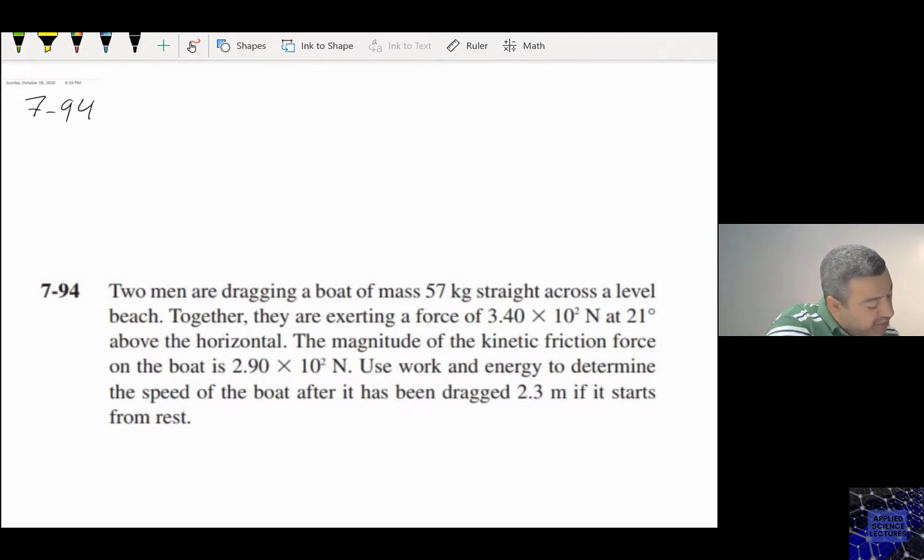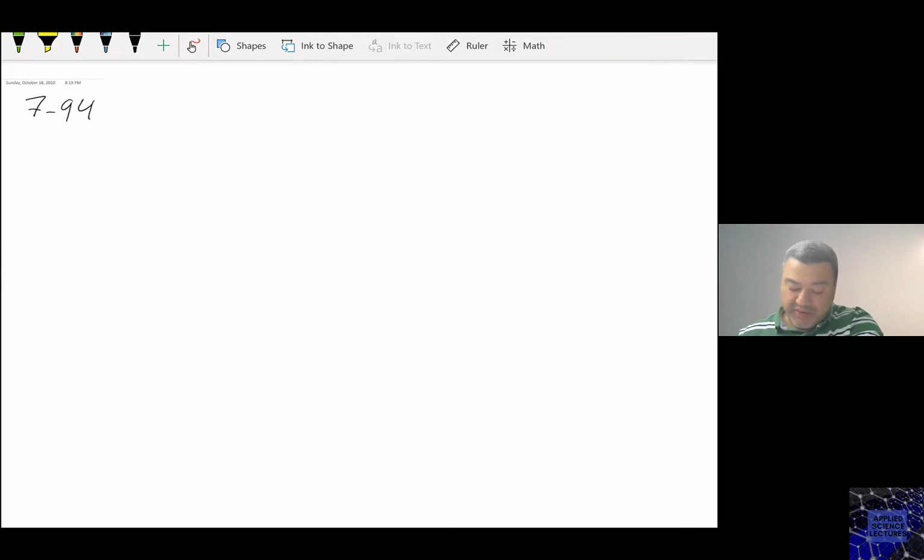Two men are dragging a boat of mass 57 kilograms straight across a level beach. Together they are exerting a force of 3.4 times 10 to the power 2 Newton at 21 degrees above the horizontal. The magnitude of the kinetic friction force on the boat is 2.9 times 10 to the power 2 Newton. Use work and energy to determine the speed of the boat after it has been dragged 2.3 meters if it starts from rest. That's almost close to what we have solved.